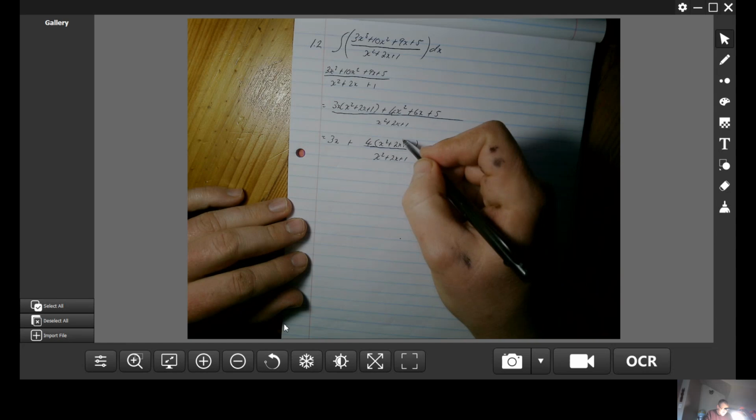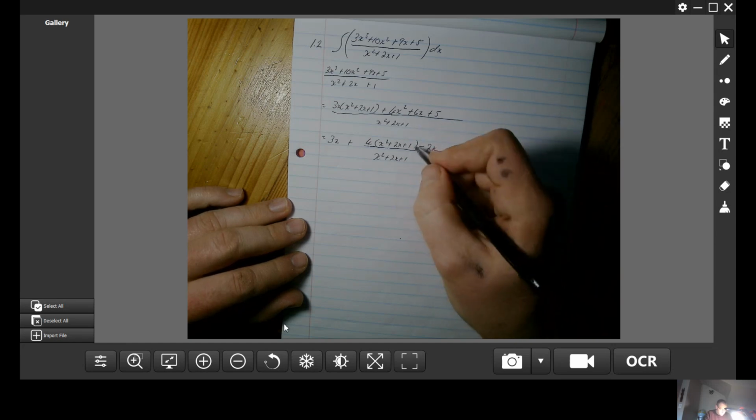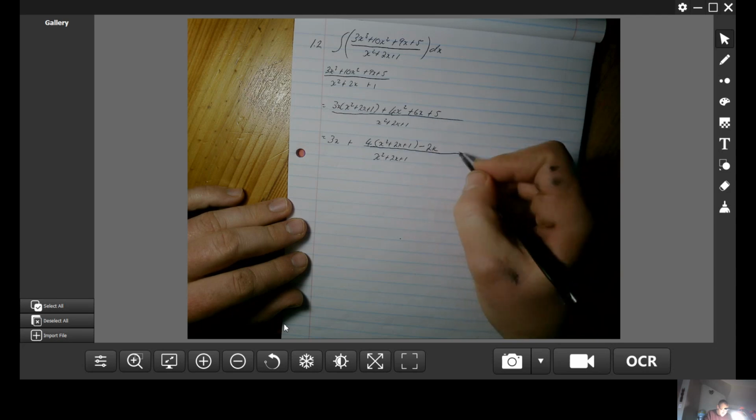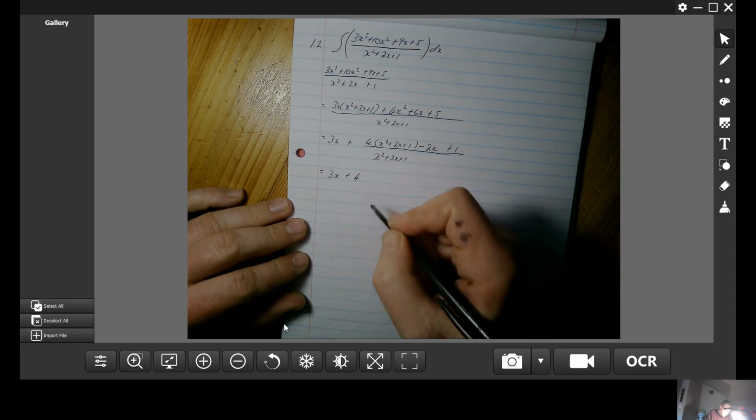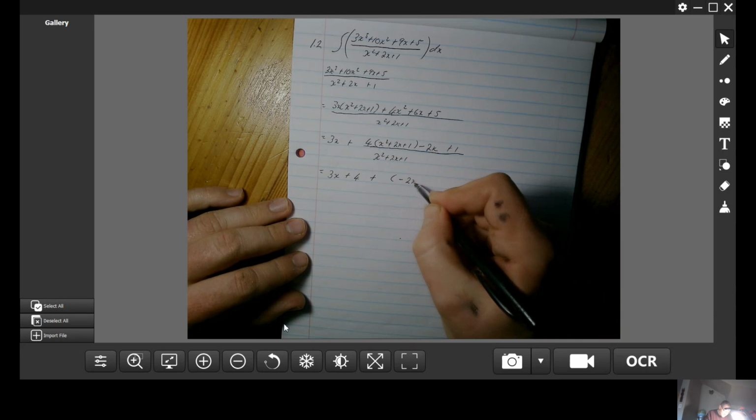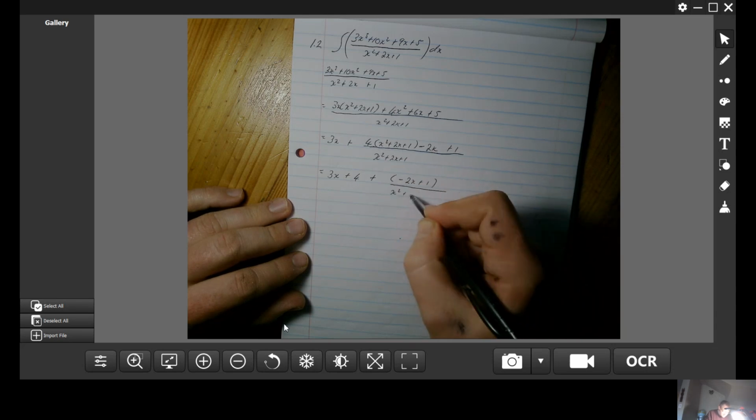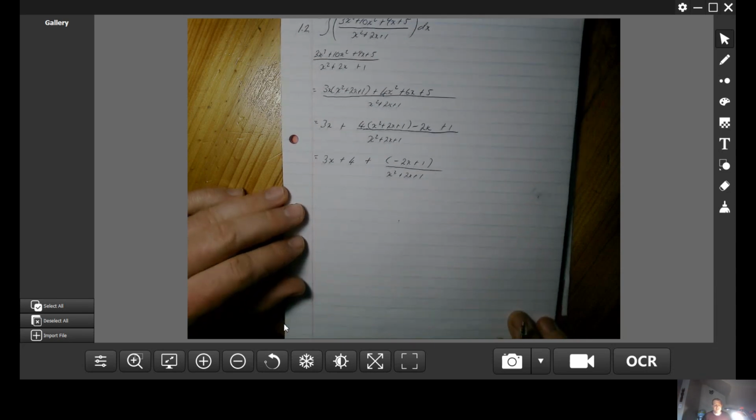Okay, so I get 4x squared plus 8x, but I want 6x. So I've got a minus 2x. Plus 4, but I want plus 5. So it'll be plus 1. So I end up with it being equal to 3x plus 4. I always prefer to put a plus sign in. Plus minus 2x plus 1 all over x squared plus 2x plus 1. Right, so that's the division part of that done.